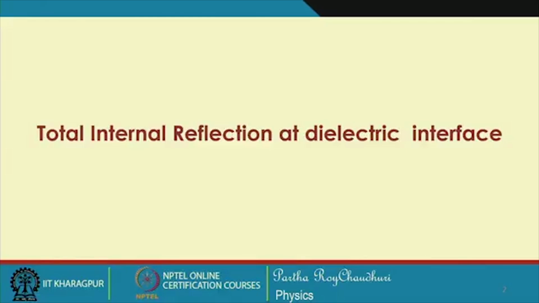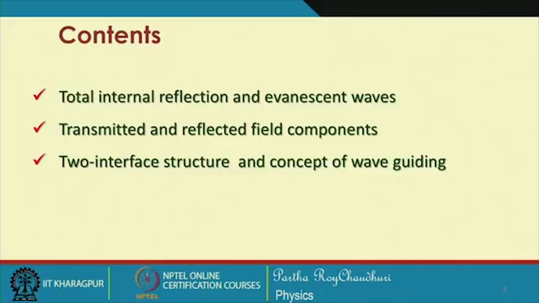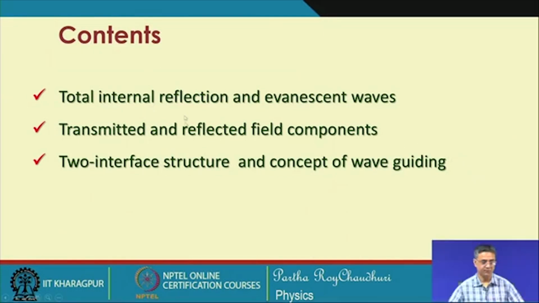Now, there is an interesting aspect of this reflection at interface, which appears as a common fact and is known to almost every one of us. This is what we call the total internal reflection under certain angle of incidence condition. So, with that background, now we will proceed with total internal reflection and evanescent waves.